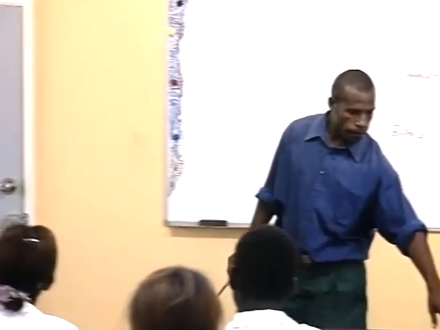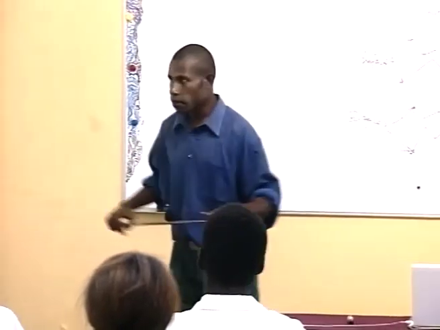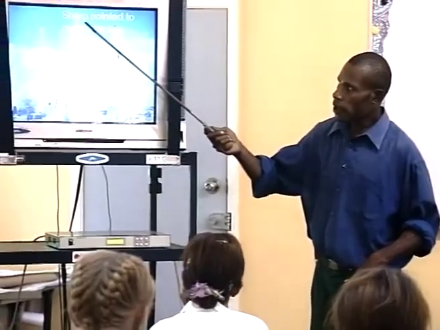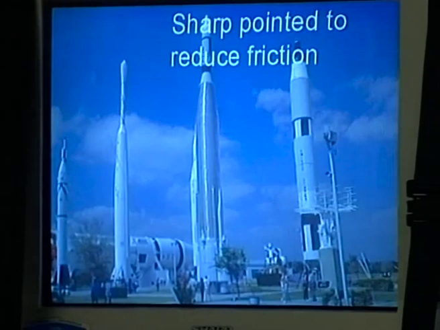On the same example, you have rockets or something like missiles which are being pointed. Okay, this is quite sharp, and that can reduce friction whenever it is traveling through air.